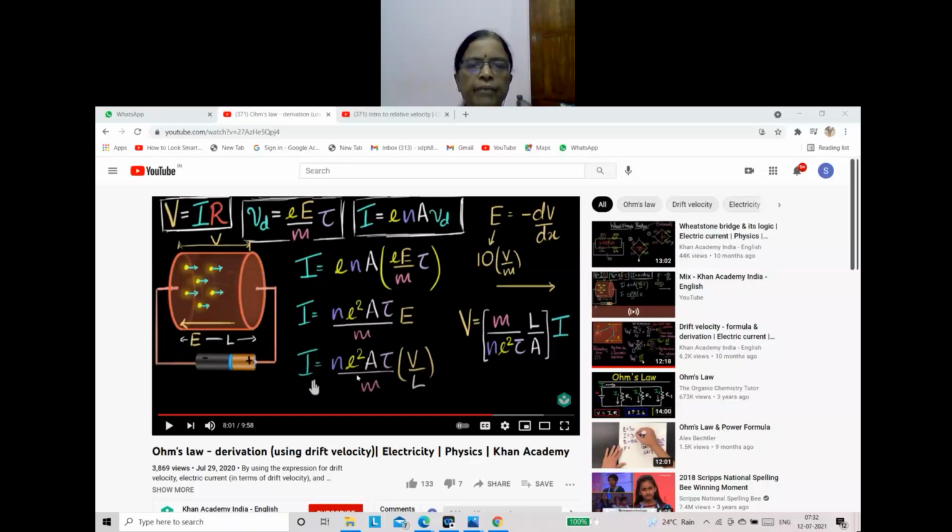So we have to prove that V is proportional to I, or V equal to IR. Understand? V equal to IR. So take V from it. Take V from it: V equals m by ne squared tau into L by A into I. Okay. Then what is this part? This is a constant for a particular material, the resistance R. V equal to R into I. That is Ohm's law. So now we have deduced Ohm's law from it.